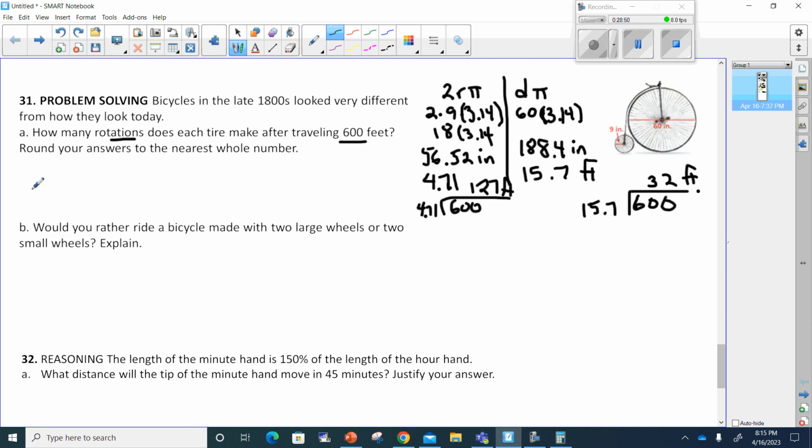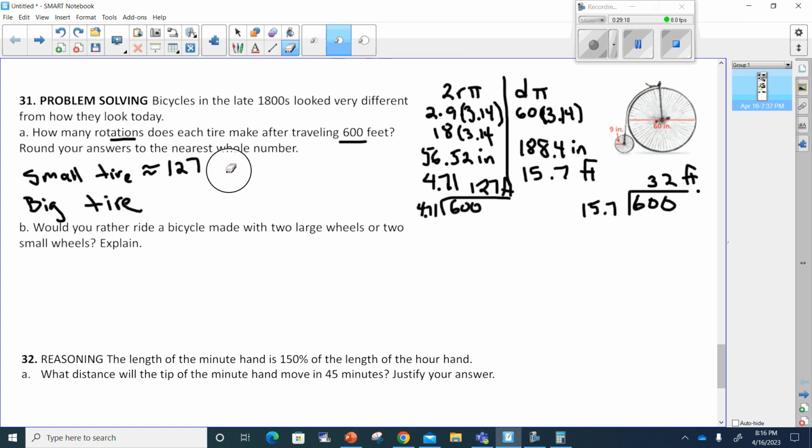So my answer would be, the small tire is going to be about 127 feet. And the big tire going to rotate, oh, I'm sorry, 127 times. Shouldn't say feet, times. That's how many times it's going to rotate. And the big tire is going to be about 32 times.